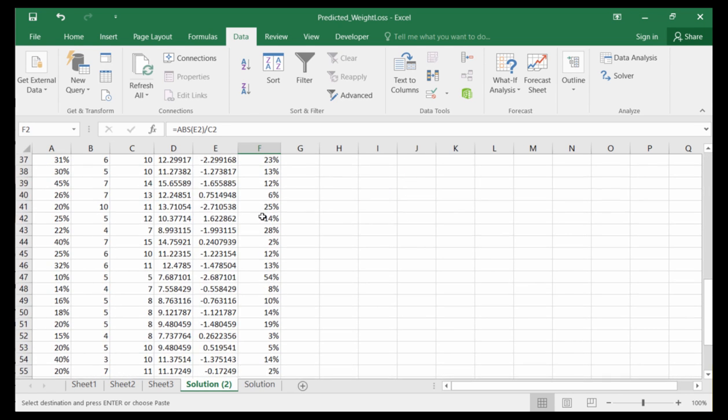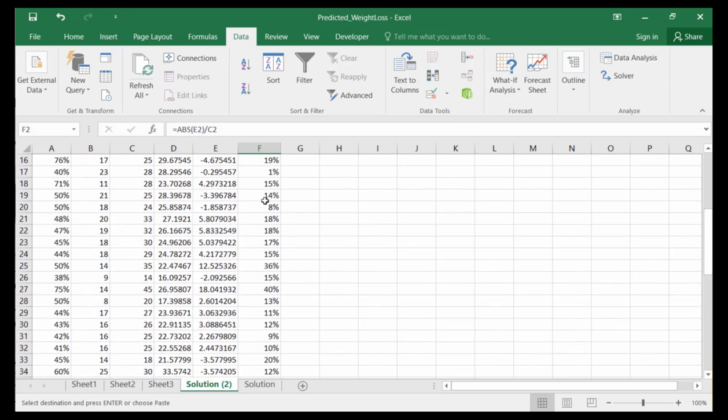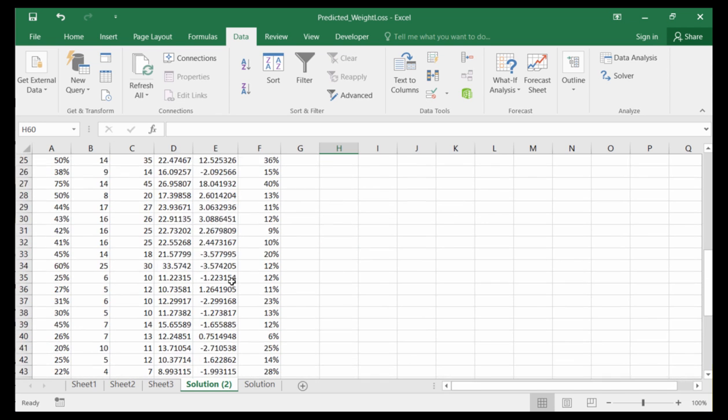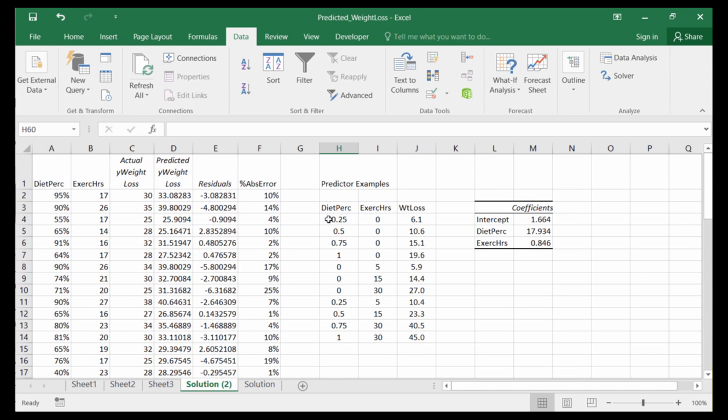And then I took the average of all those values. And you can see that we're usually very close. We're 10% or so. And you can see the average down here, the mean absolute error percent is about 14%. So overall, we're usually within about 14% of our actual values. Sometimes it's less, sometimes it's more, but on average we're about 14% off the actual. So then we can take any value of diet within a reasonable upper and lower bound, and any value for exercise hours, and be able to tell how many pounds a person would be expected to lose.